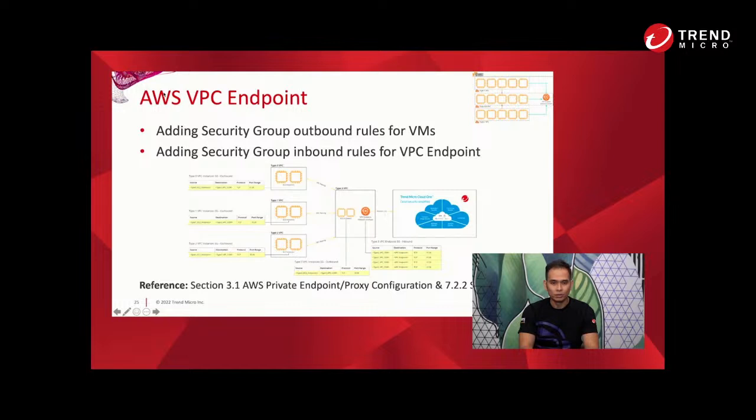Two points to note when creating the security groups. One is to ensure that the security group outbound rules for the EC2 instance are pointing to port 3128. You also need to ensure that the security group inbound rules for the VPC endpoint are listening on port 3128 from the various VPCs. The same diagram shown here in the slides can also be found in the AWS documentation section 7.2.2.